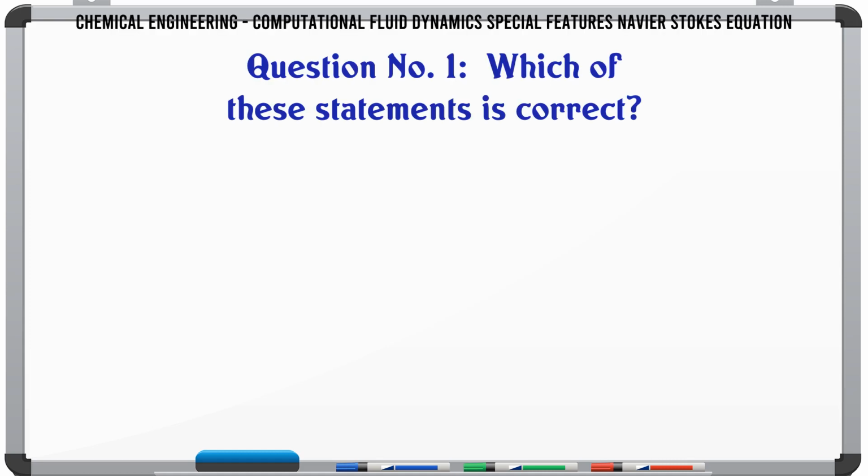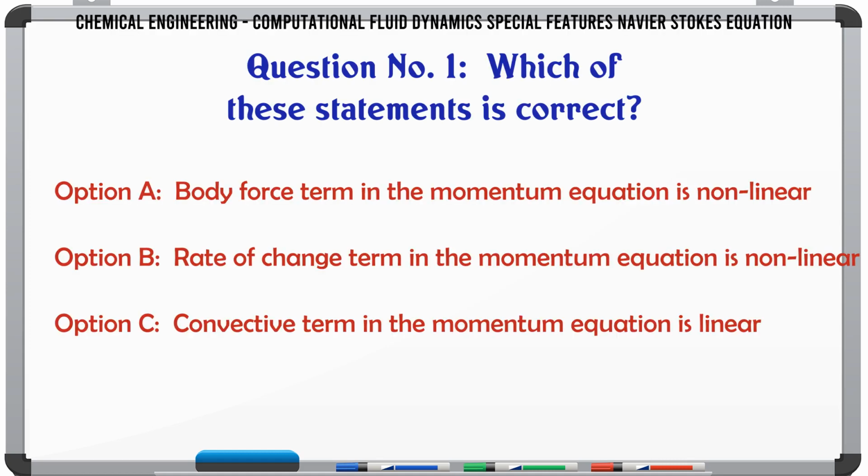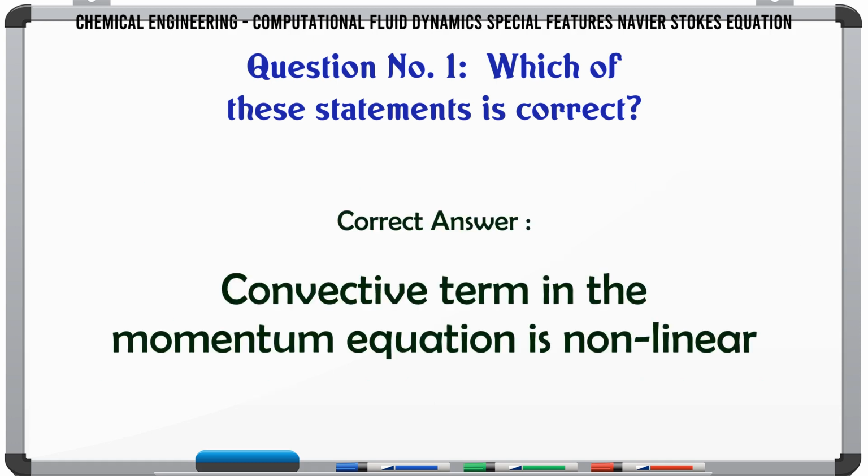Which of these statements is correct? A. Body force term in the momentum equation is nonlinear. B. Rate of change term in the momentum equation is nonlinear. C. Convective term in the momentum equation is linear. D. Convective term in the momentum equation is nonlinear. The correct answer is convective term in the momentum equation is nonlinear.